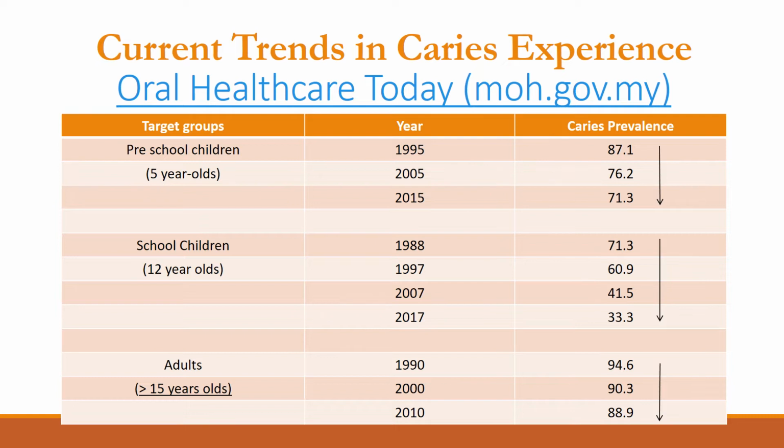In the adults also, in 1990 it was 94.6%. In 2000 it is 90.3. In 2010 it is 88.9. So in all the age groups it's showing a decrease in dental caries prevalence.